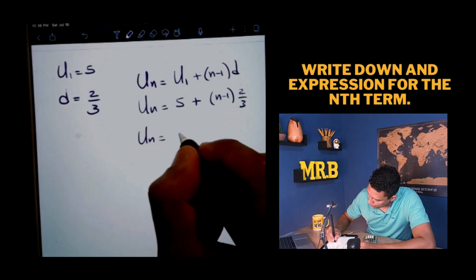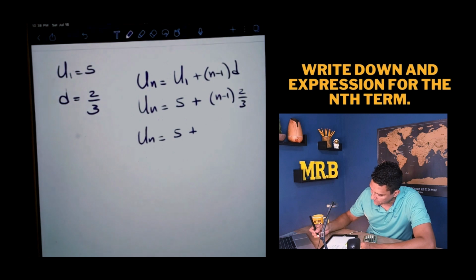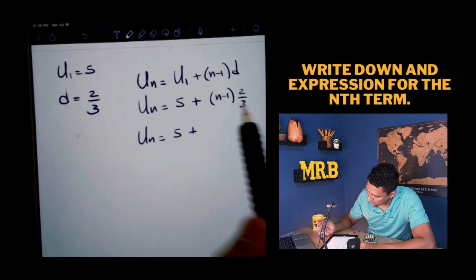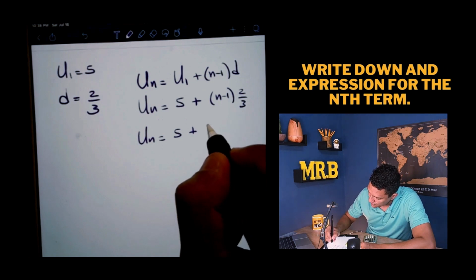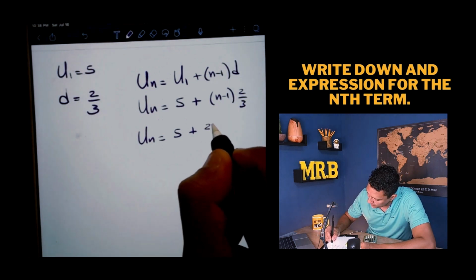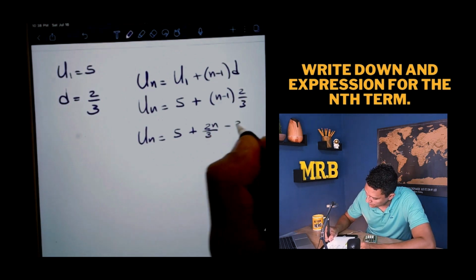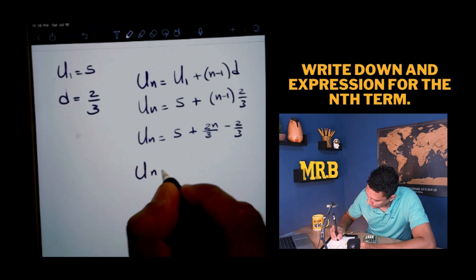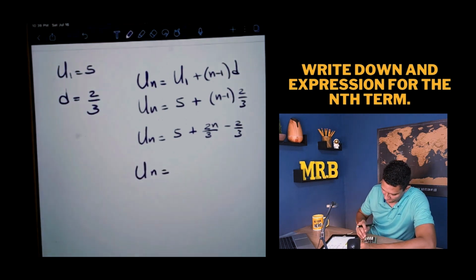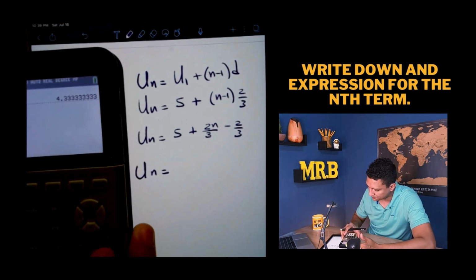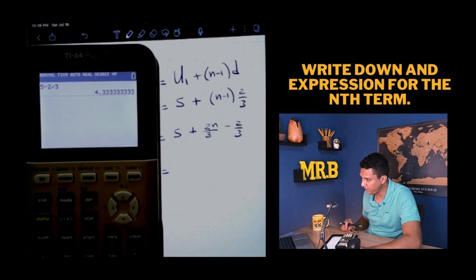Okay? So we're going to simplify the expression. Remember that this 2/3 is multiplying each of the elements inside of the parentheses. So n times 2/3 is 2n/3, or 2/3 n. And then minus 2/3. So I'm going to bring my calculator here. 5 minus 2/3, that is 4.33. Notice this. Okay, so here in the calculator, I got the answer in decimals. However, I want to have it as a fraction.